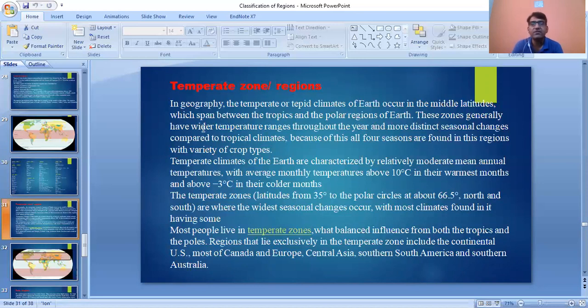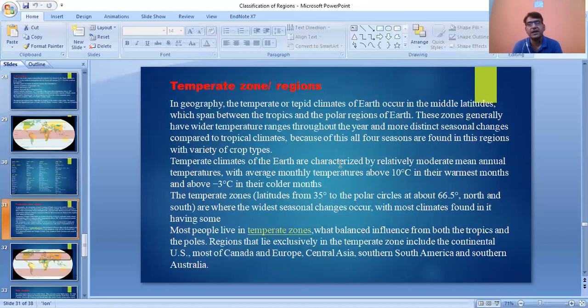These zones generally have a wider temperature range throughout the year and more distinct seasonal changes compared to the tropical climate. As I told you before, this region has a moderate, or you can say favorable, climate for the growth of different crops or species. But at the same time, it has distinct seasonal changes. So whether you are at the high latitudes or the low latitudes, this temperate zone has the distinct characteristic of having different seasons. There's lots of contrast in here. Because of this, all 4 seasons are found in regions with a variety of crop types.